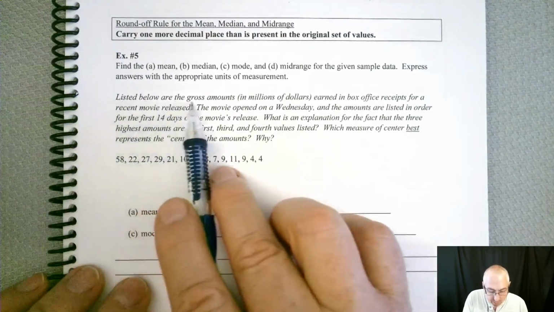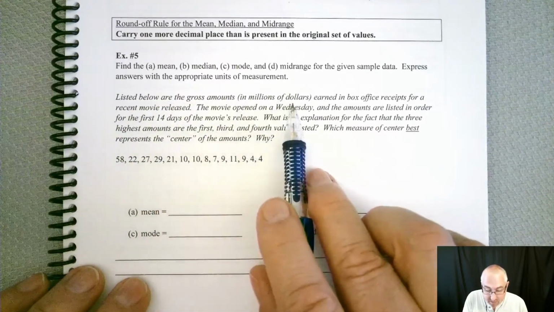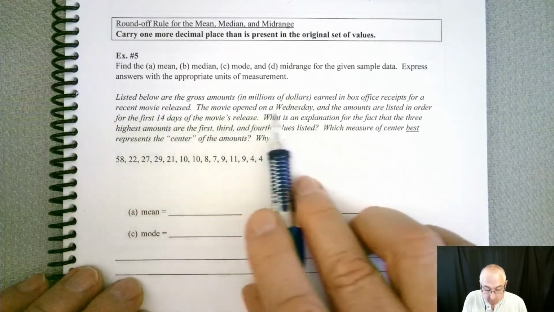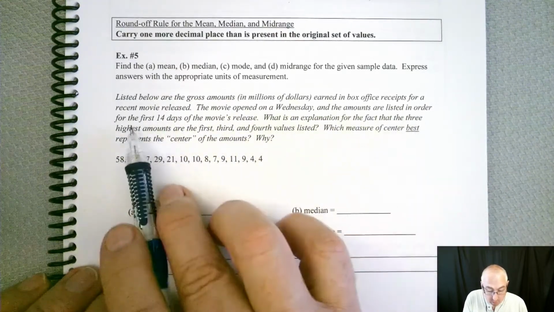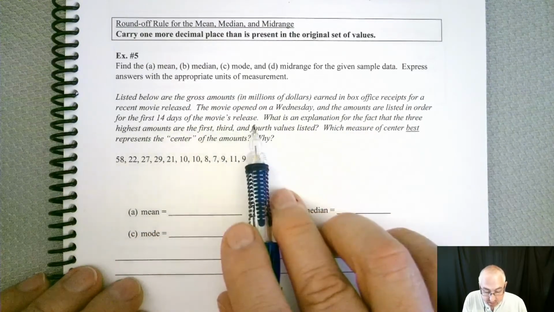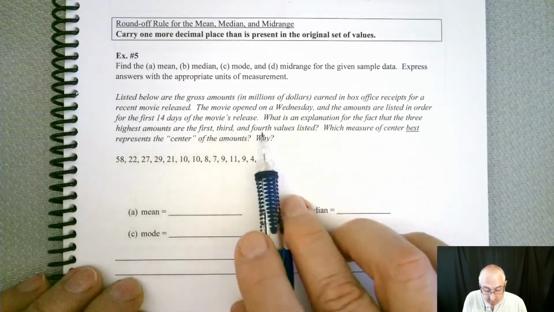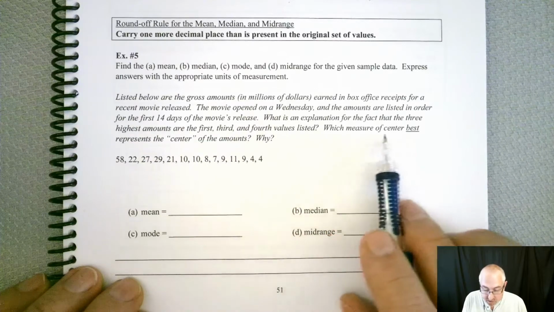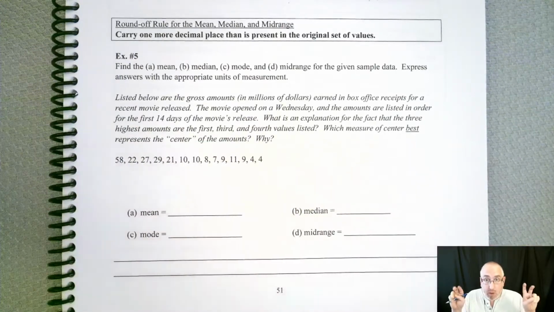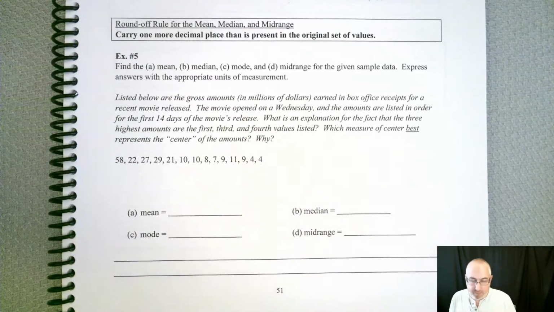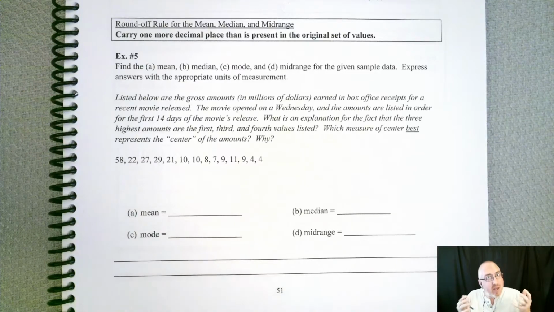Listed below are the gross amounts in millions of dollars earned in box office receipts for a recent movie released. The movie opened on a Wednesday, and the amounts are listed in order for the first 14 days of the movie's release. What is an explanation for the fact that the three highest amounts are the first, third, and fourth values listed? And then which measure of center best represents the quote-unquote center of the amounts and why? That's an interesting question. That gets into the analysis part, which is not a huge piece of this course, but it is going to be pieces that you're going to have to know how to think about.